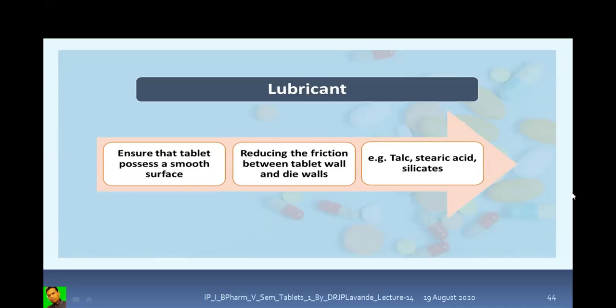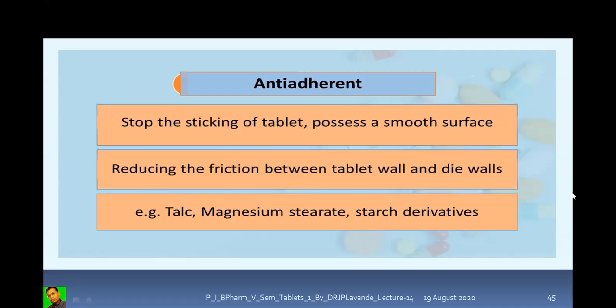They reduce the friction between the tablet wall and the die wall. The tablet needs to be ejected out of the die cavity, so in order to reduce the friction during ejection and to get a smooth surface, we require the addition of a lubricant. So what are the lubricants and their examples? Talc, stearic acid, and the silicates. These are used as lubricants during tablet manufacturing.